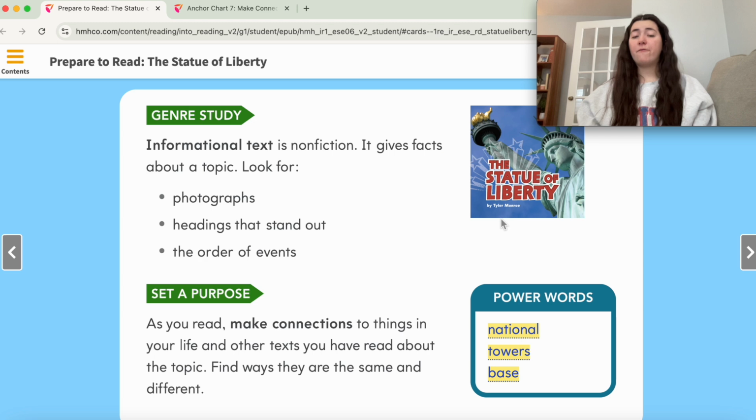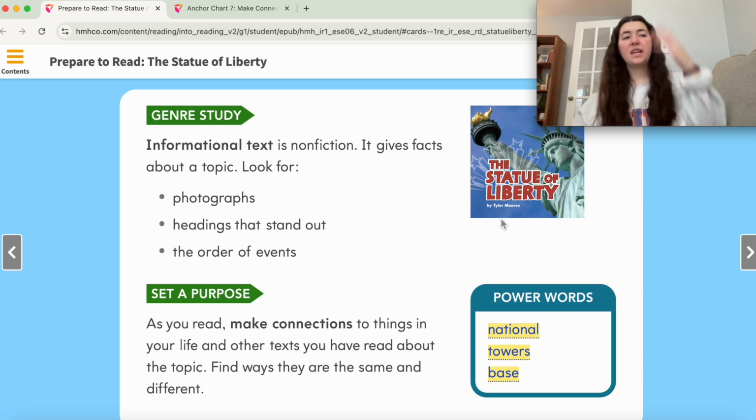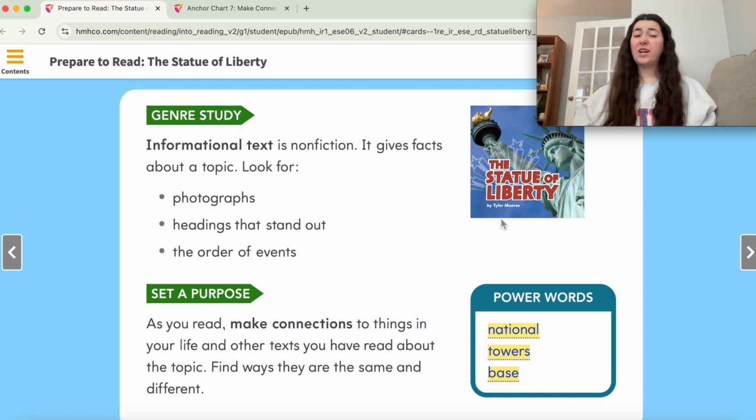That means it's nonfiction. Can you say nonfiction? Say nonfiction is real. Nonfiction is real. Very good. It gives facts about a topic. So we're going to be looking for photographs, headings that stand out. We love looking for those headings, and the order of events. That means first, middle, and last.